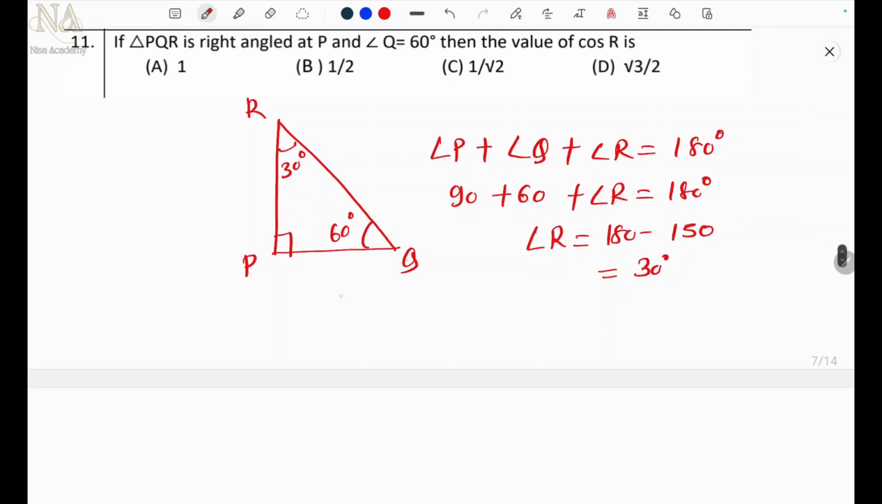So we have to find cos R, which is cos 30, and it is root 3 by 2. Cos 30 is root 3 by 2. Trigonometric angles. So yes, that is option D.